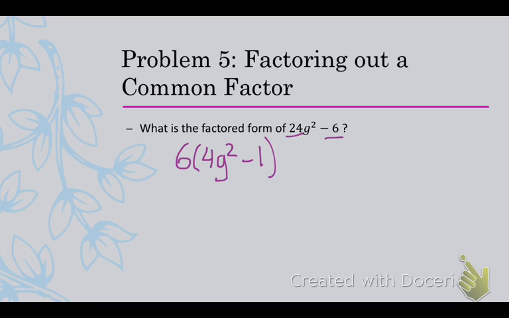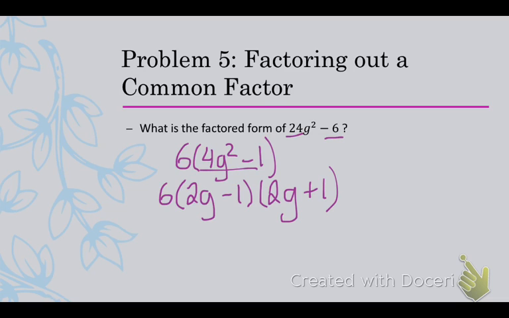All right, now I have a difference of squares. I have 4 and 1. So the square root of 4g squared is 2g. The square root of 1 is 1. So 2g minus 1 and 2g plus 1. Okay, again, these will come to you as you do them more often. It's not difficult, it's just a matter of you remembering all the rules.